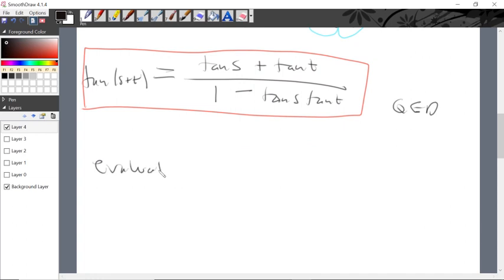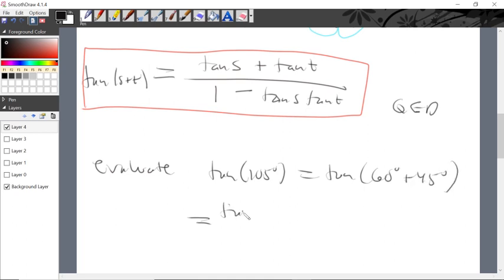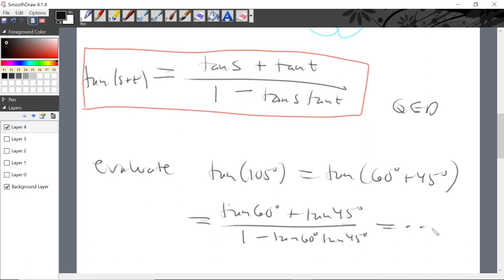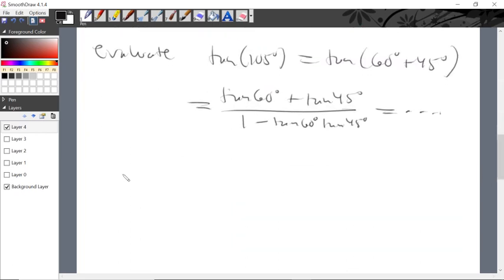So let's say you wanted to evaluate the tangent of 105 degrees, that number we've been using already. Well, you could write it as the tangent of 60 degrees plus 45 degrees. And then you can plug into this formula. You can go tangent of 60 degrees plus the tangent of 45 degrees over 1 minus the tangent of 60 degrees times the tangent of 45 degrees equals blah, blah, blah, and you can find out what the answer is from there. But I just want to make note also, sometimes I have a preference for this, you can rewrite the tangent as a sine over cosine.